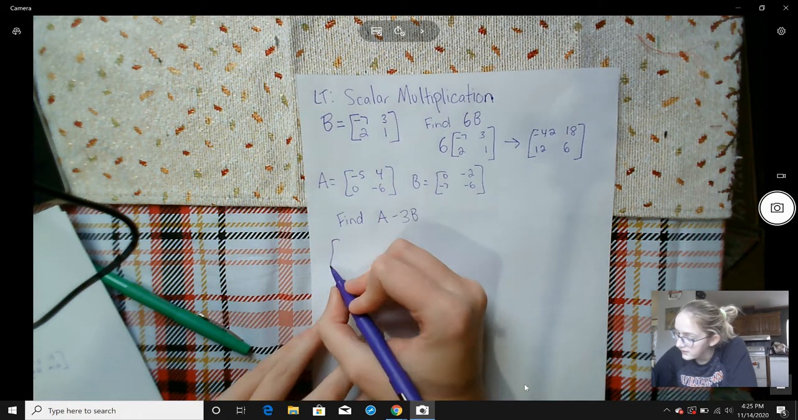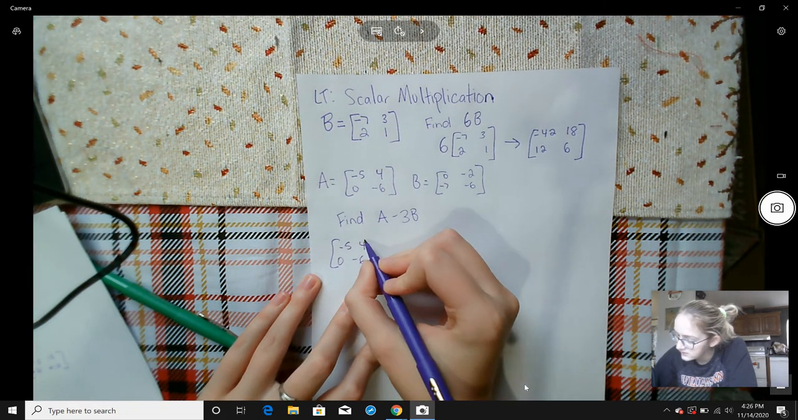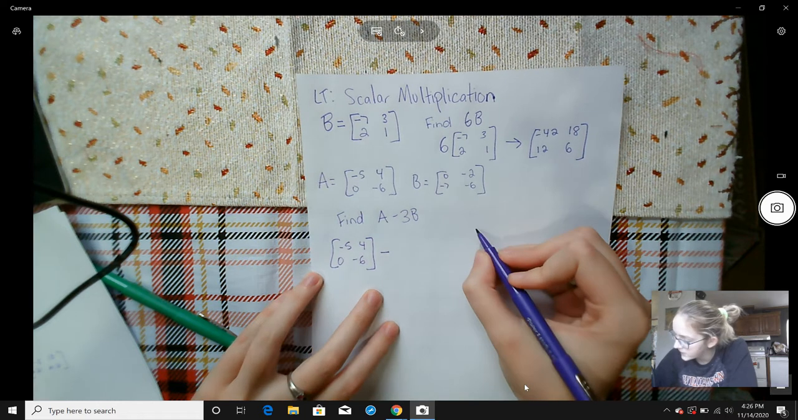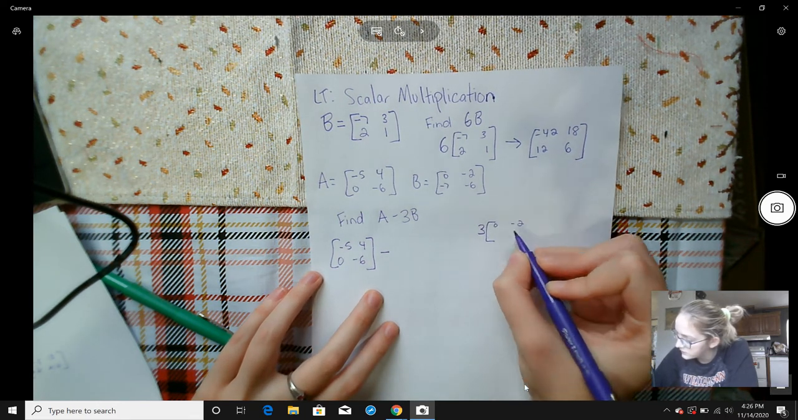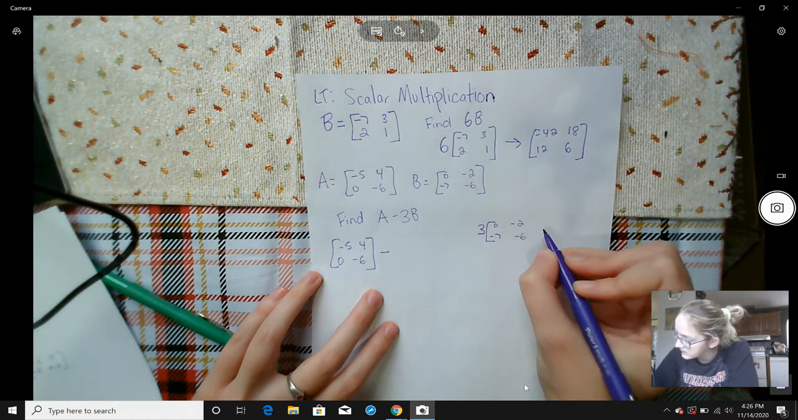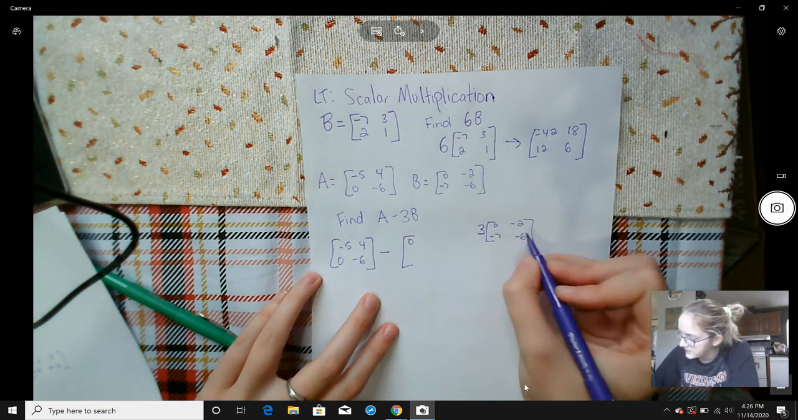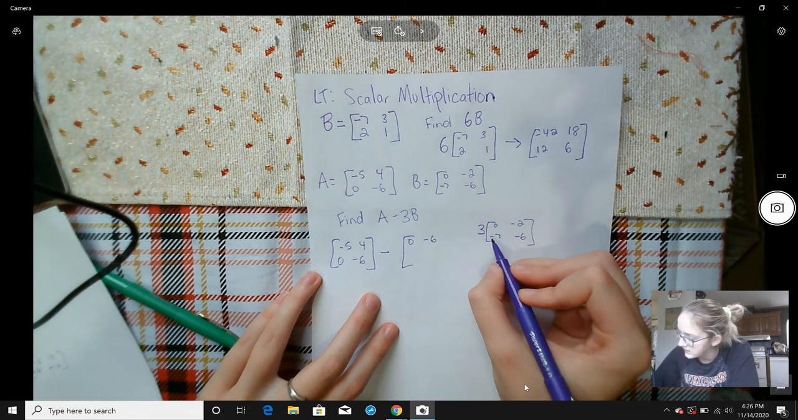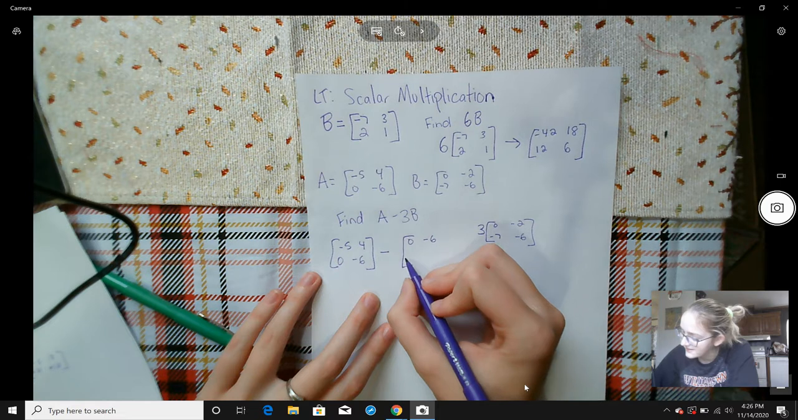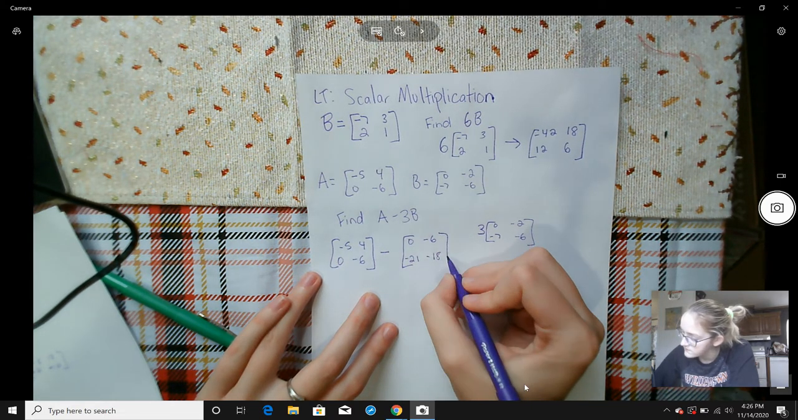So we're going to have -5, 4, 0, -6, minus, and then over here off to the side, I'll do 3 times 0, -2, -7, -6. 3 times 0 is going to give me 0. 3 times -2 is going to give me -6. 3 times -7 is going to give me -21. And 3 times -6 is going to give me -18.